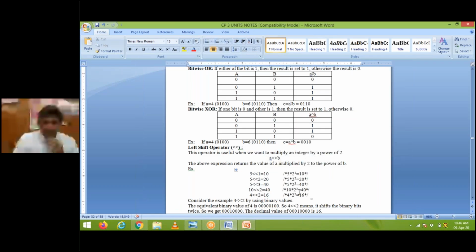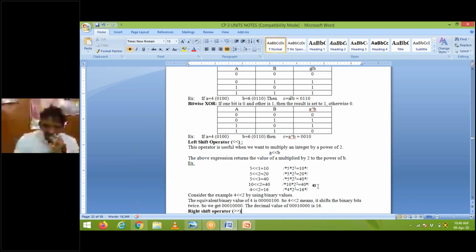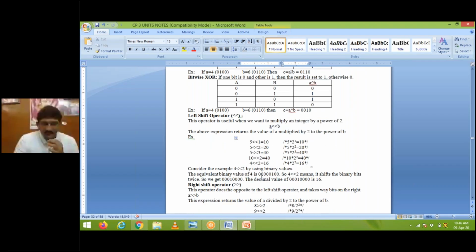But we have a shortcut also for this notation. Here I am writing, consider the example 4 left shift 2. The 4 value is this one. The same example I explained here. It shifts binary digits twice, so we get 0001 0000. The decimal value of 0001 0000 is 16.